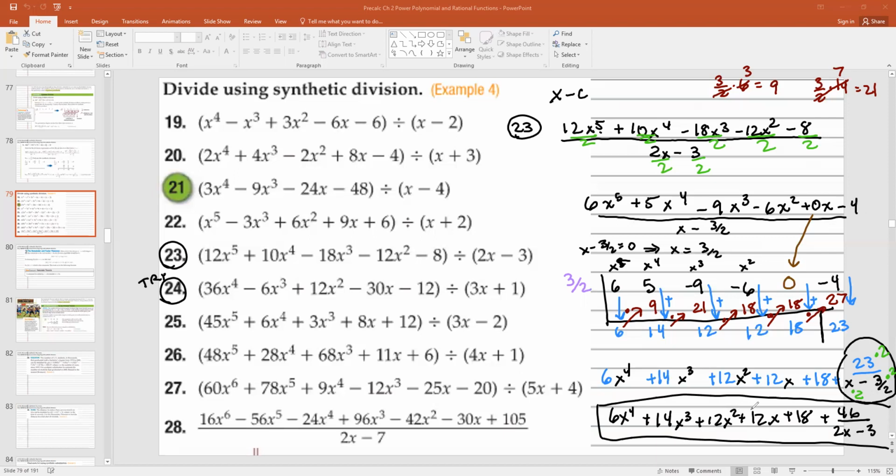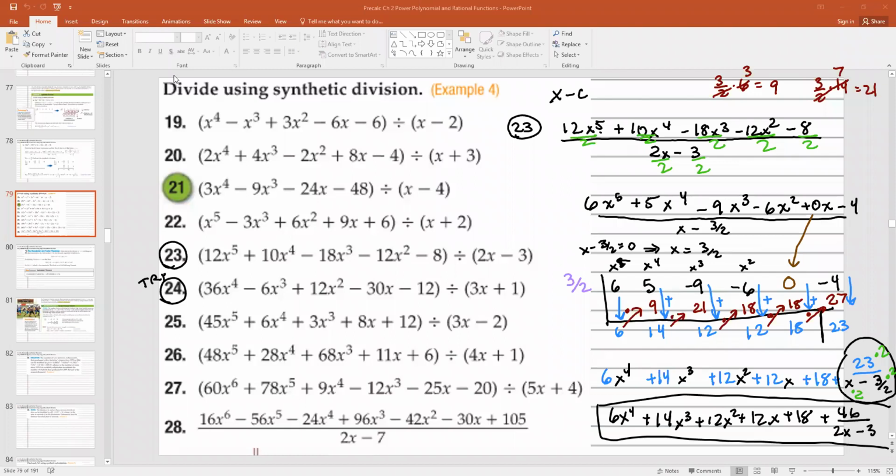All right, so I know it's a lot of work. Try that one. Try 24. I don't think there's any, yeah, there's no missing terms there, so you won't have any zero coefficients. Maybe I should have done 25. Oh well, it's okay.